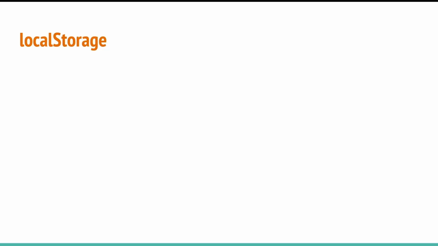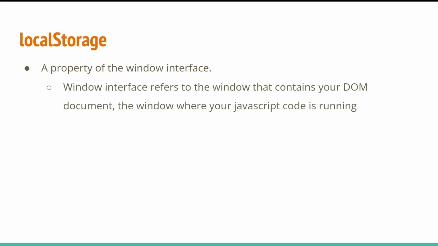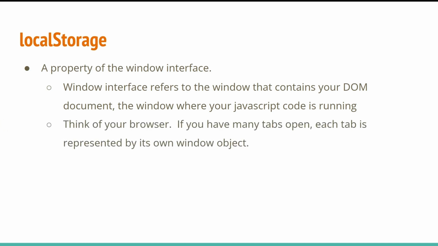So what is local storage? Local storage is a property of the window interface. The window interface is a way to refer to the window that contains your DOM document. Another way to think about this is the window where you can see your application or where your JavaScript code is running. That's your window. Have a think about your browser. Sometimes you can have more than one tab open at once. For each tab, it will be represented by its own window object.